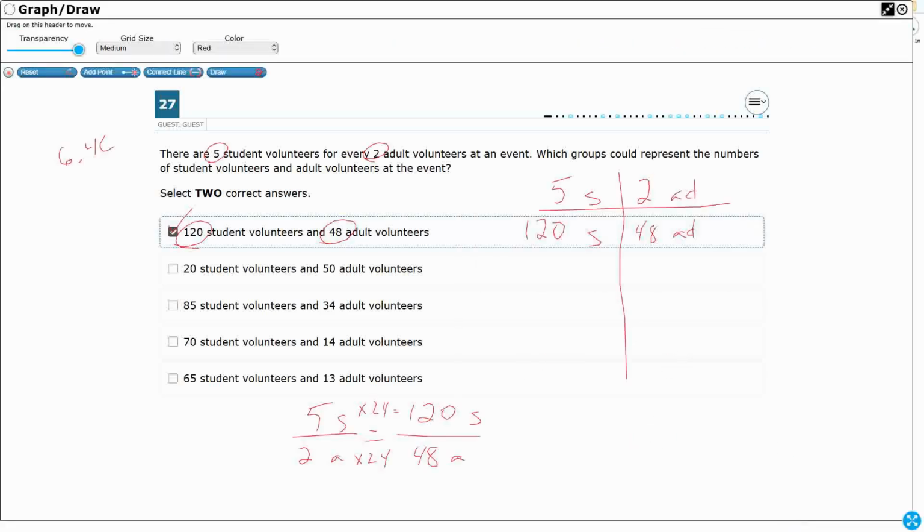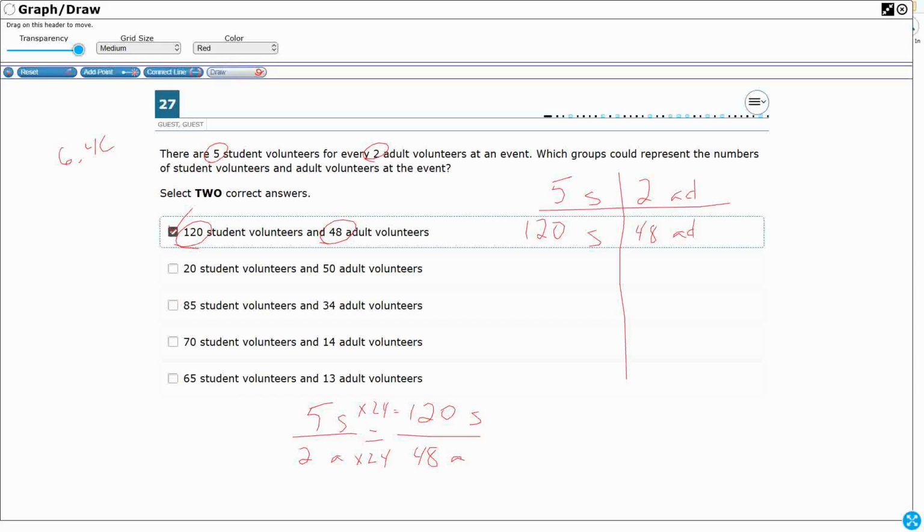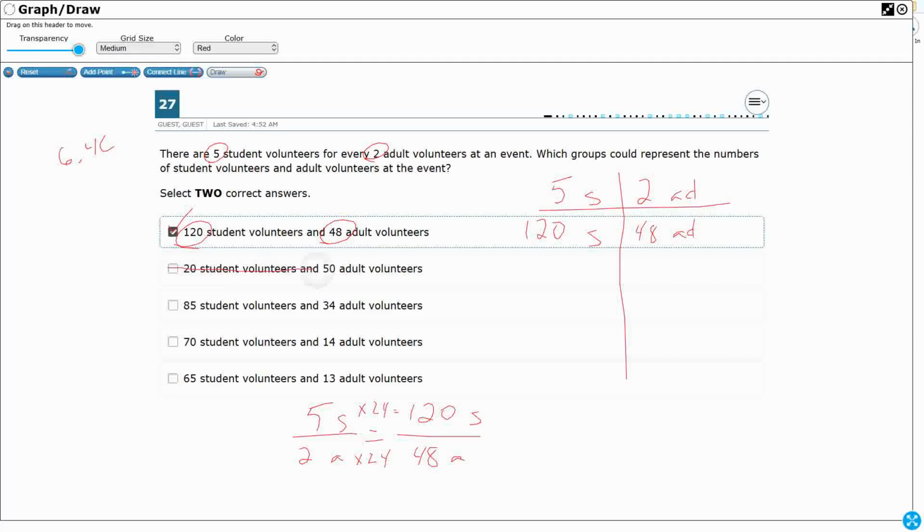I need one more. Let's look at this one, 20 and 50. Well, I don't even need to use multiplication. Take a look at this. You notice how the students are always going to outnumber the adults because there's 5 students for every 2 adults. So I can go ahead and get rid of this because the adults outnumber the students. That's the only one that we can immediately get rid of like that, but we don't need the adults outnumbering the students.